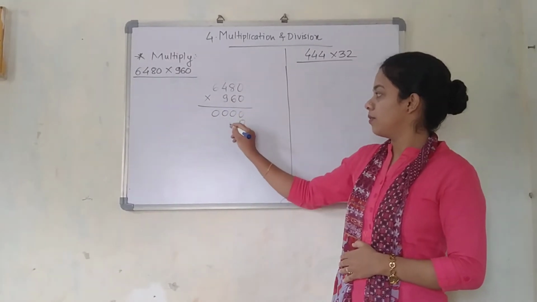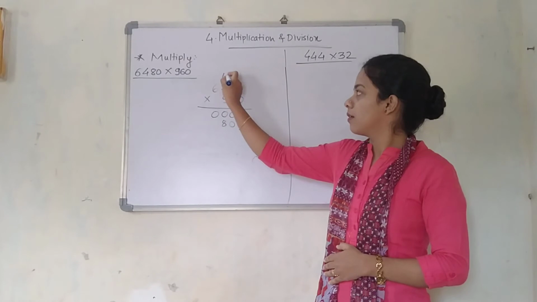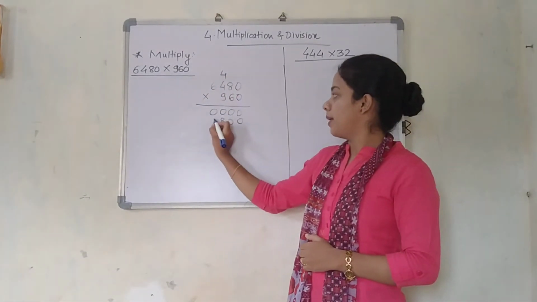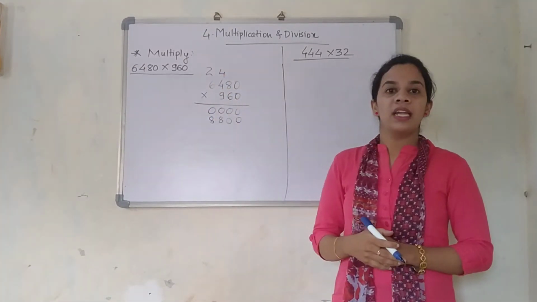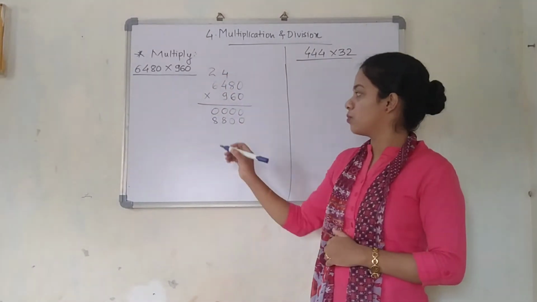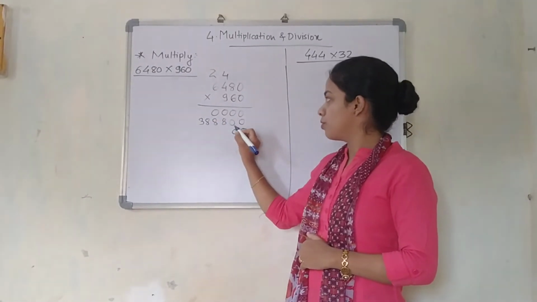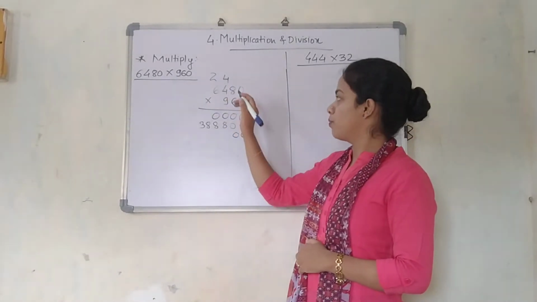6 zeros are 0, 6 eights are 48, 6 fours are 24, 24 plus 4 is 28, and 6 sixes are 36, 36 plus 2 is 38. Okay, so now I am going to add 2 zeros. Why? Because we are going for the hundreds place. So now I am going to start like this.